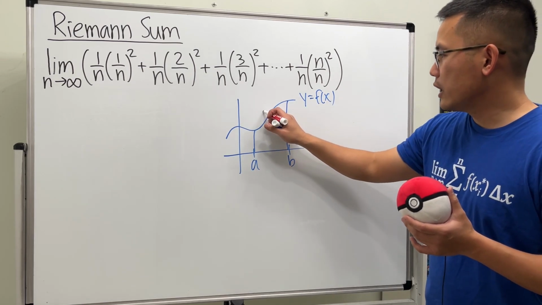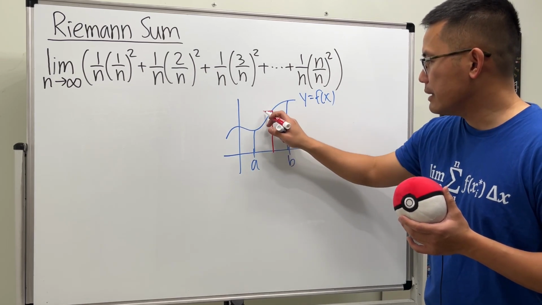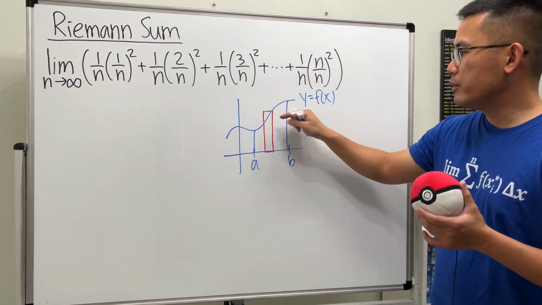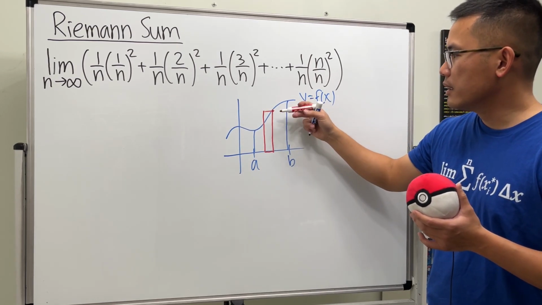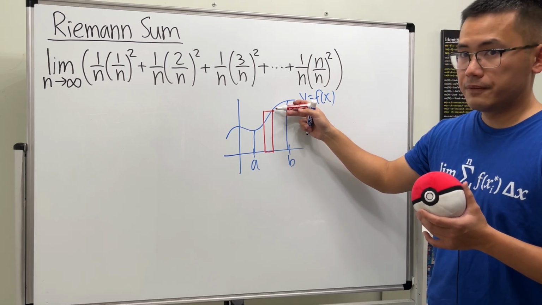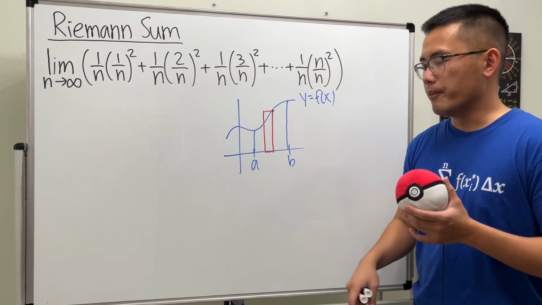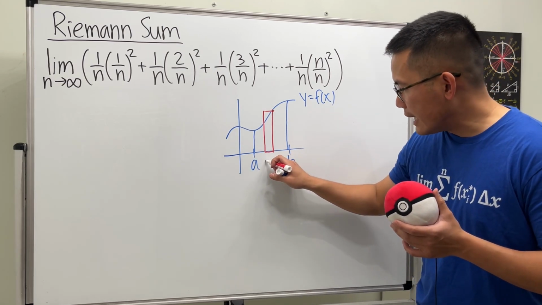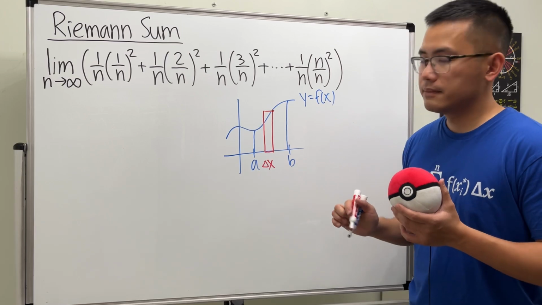So let me just draw a rectangle like this right here. And it doesn't matter if you put the left endpoint or the right endpoint. Here, I'm using a right endpoint rectangle because the right endpoint here touches the curve. There are a few things that we have to know. The first thing is that this right here is the width of the rectangle. It's denoted by delta x.